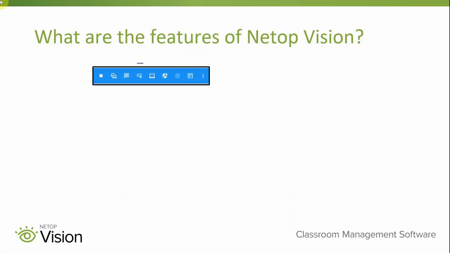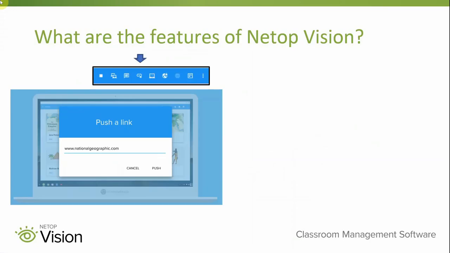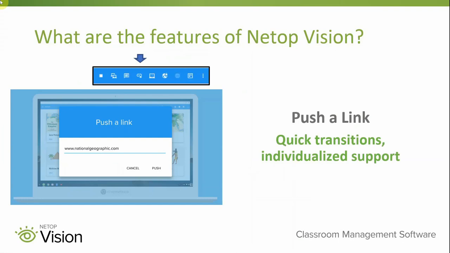The next feature is the ability to push a link directly to student devices. This link automatically opens a new tab in the student's browser, but does not close the tab that they're already working in. This is great for speeding up transitions throughout the lesson cycle or helping students who need individualized support. Students may not be quick at navigating between tabs and windows on their devices or just need direction and suggestions throughout the lesson and can benefit from links provided by the teacher.